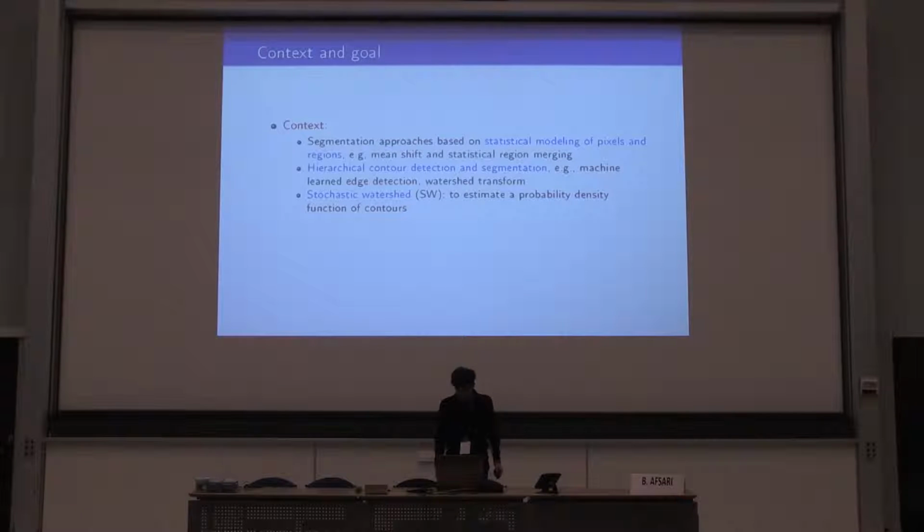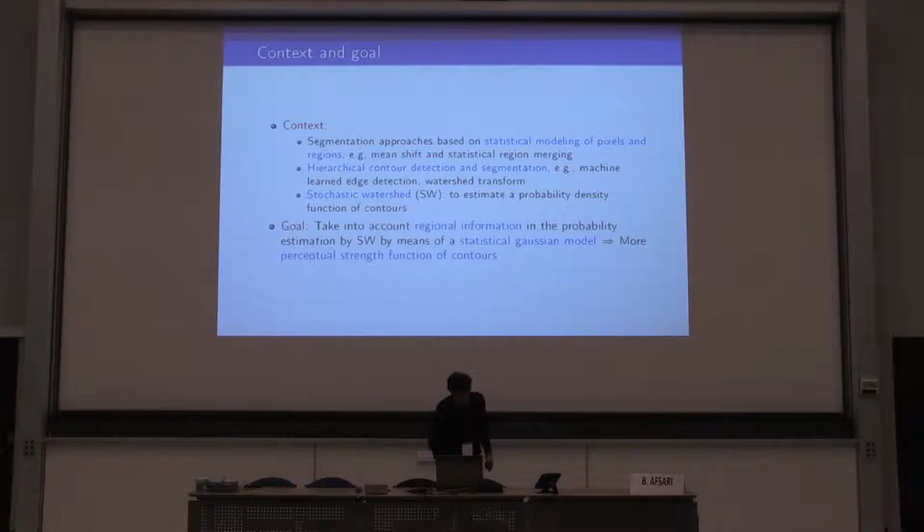According to these different paradigms of segmentation, on the one hand, we have approaches which are based on a statistical modeling of pixels. For instance, in the previous talk, it was a typical case. Other approaches are, like the one I just showed you, more based on contour detection. So the goal is to combine both approaches, or at least to introduce in the contour detection-based approaches more regional information, in our case in the estimation of the probability density function by the stochastic watershed. And in fact, we will use a very simple assumption about the distribution of the regional information, which will be a Gaussian model, which will make things much easier.